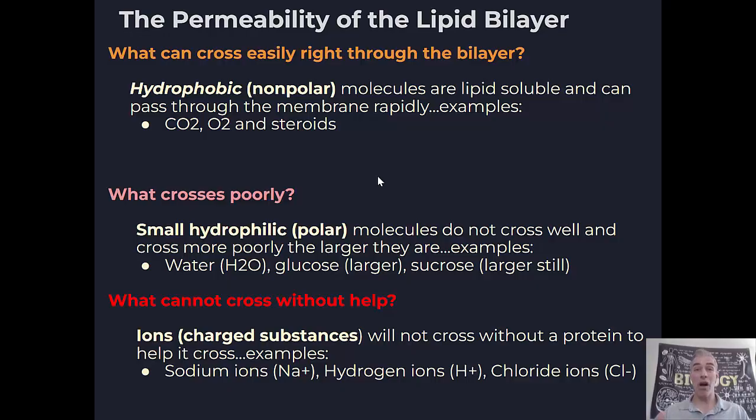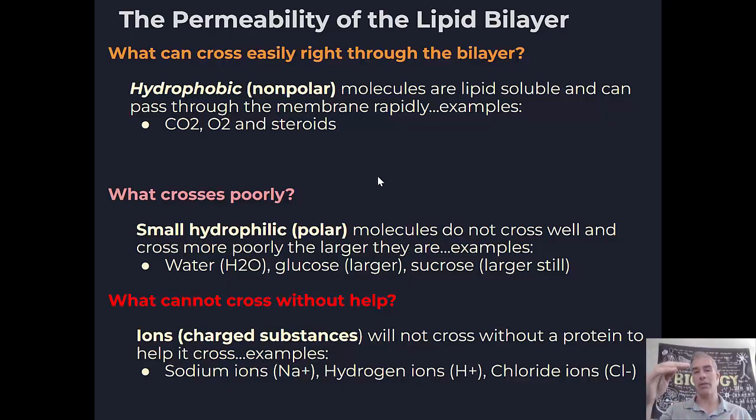Things that cannot cross are things that are charged. Charged ions do not cross the membrane without help. They need a protein channel to get them across. So it's a continuum of difficulty crossing, with hydrophobic small molecules crossing easily. Hydrophobic large molecules can cross, but a little bit worse than hydrophobic small ones. Small hydrophilic molecules do not cross well, but can cross occasionally. Large hydrophilic molecules don't really cross very well at all, and then ions do not cross.